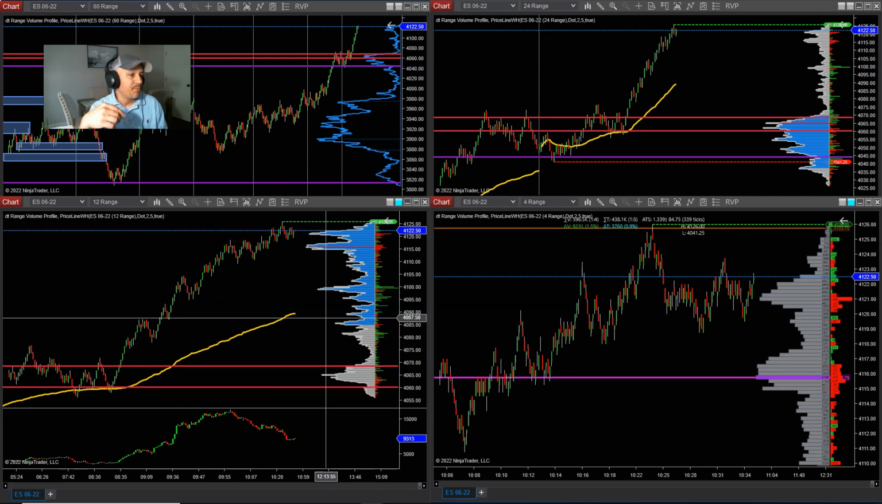On the flip side, if price is tapping into an area of demand off the 60 range chart, then I scale down to my 12 range chart to see if we start breaking structure to the upside, making higher highs and higher lows, and then looking for a retracement. So it's a pretty simple strategy that I use.